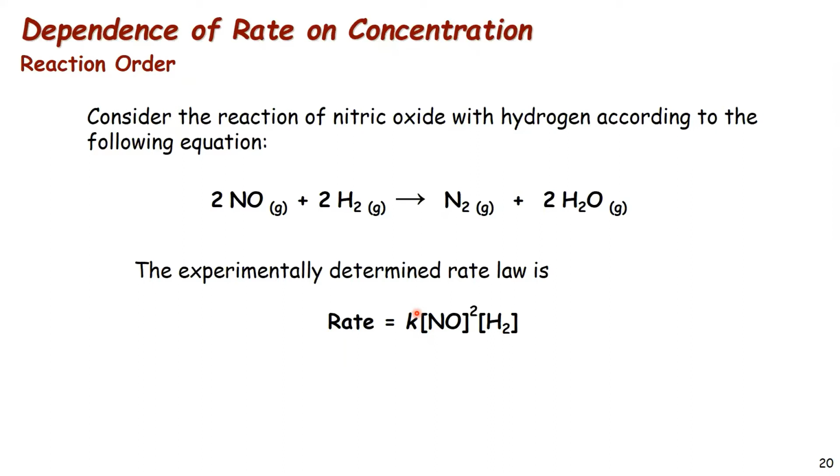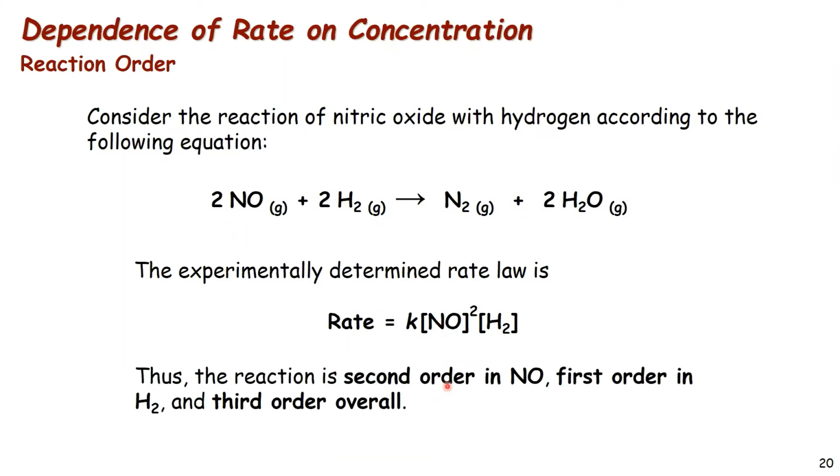The rate constant, okay? And then we can see the concentration of NO is raised to the second power, which means it's second order, and then the hydrogen is raised to the first power. So again, note, it has nothing to do with the coefficients. We would say that this is second order in NO, first order in hydrogen, and the sum, 2 plus 1 is 3, so it would be third order overall. Does everybody understand that?